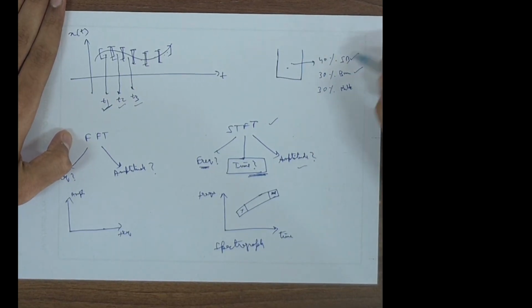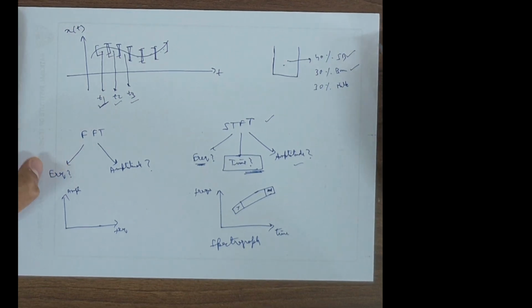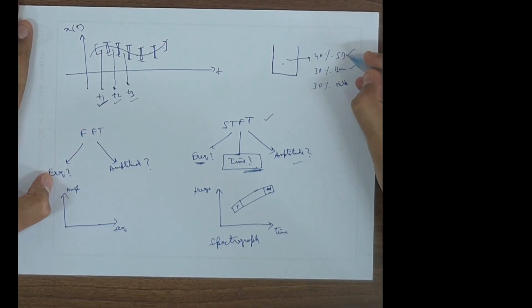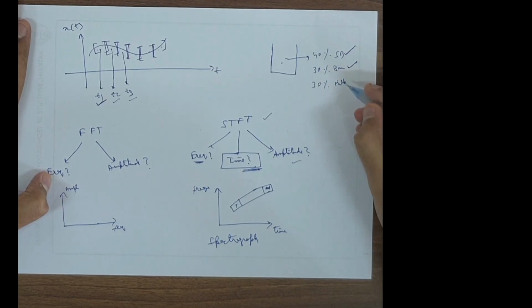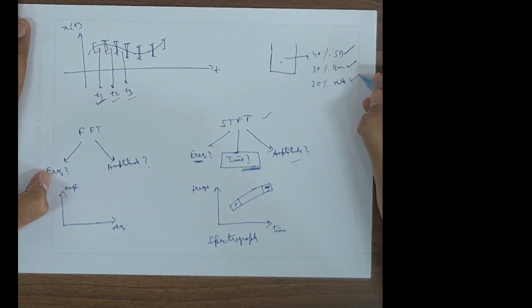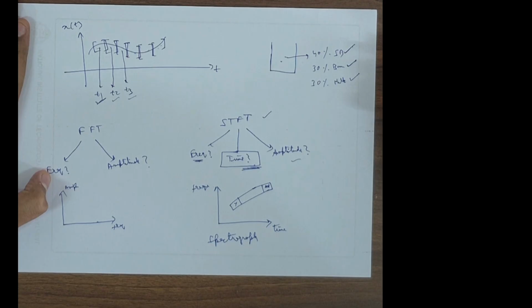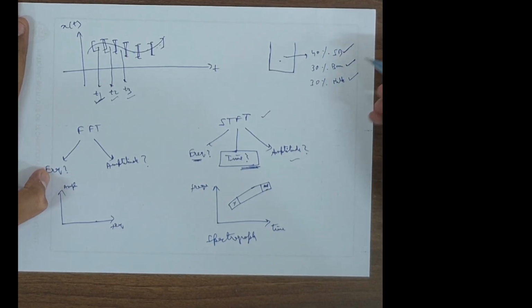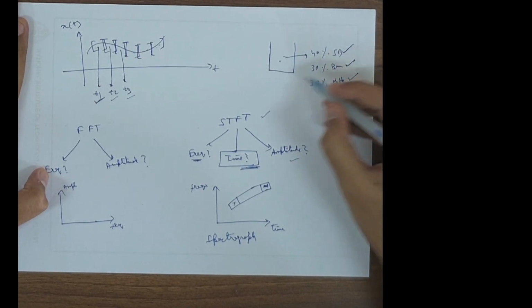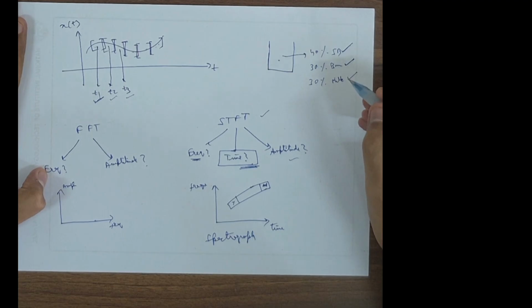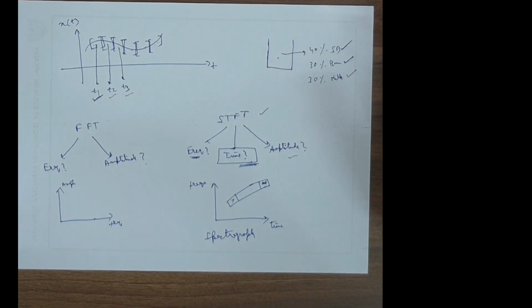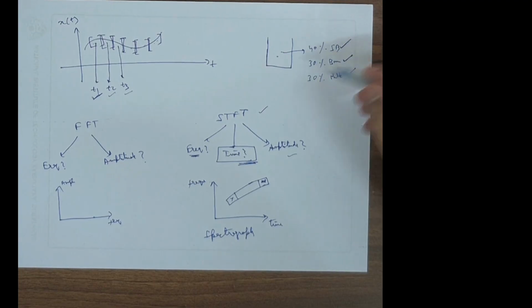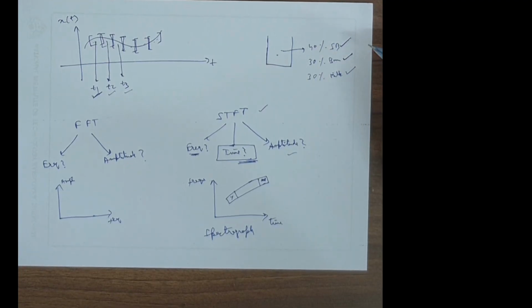But now, if I tell you, for some reason, let us say you need to know at what time you have put the strawberries, at what time you have put the bananas, and at what time you have to add the milk. If you want to know that, that would be like taking the short time Fourier transform of this milkshake. So you can think of the recipe as the short time Fourier transform, whereas the composition of the milkshake is just the fast Fourier transform.